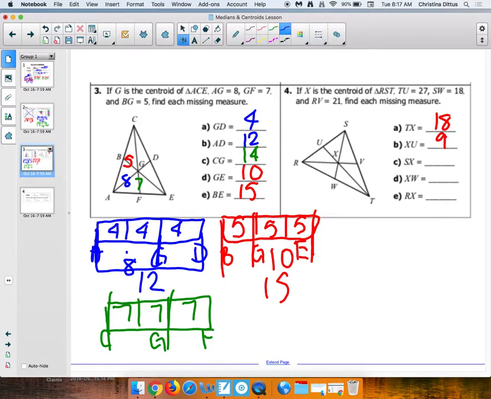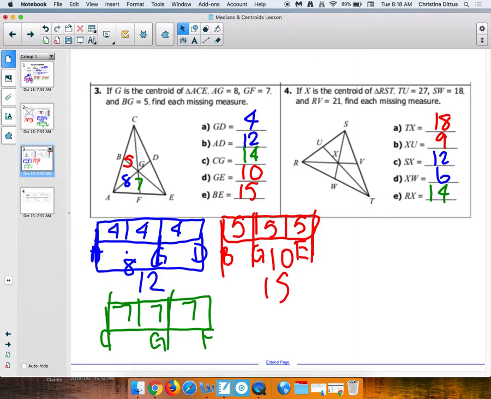Same thing with SW. SW is the whole line, so I gotta split 18 3 different ways, so each one is 6. S to X is 2 of them, so it is 12. X to W is just 1 of them, so it's 6. And then RV is the whole line, so split 21 3 ways, each of them is 7. RX is it 1 or 2? 2, so we get 14. How do we do? Good.